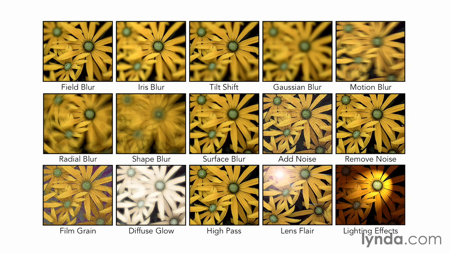The surface blur is great for evening out skin tones. And then you'll see that we can either add noise or remove noise. We can also add film grain. We'll take a look at the diffuse glow. That's a really nice filter to add, as well as an advanced method for sharpening using the high pass filter. And you can even add some dramatic filters like the lens flare or lighting effects.